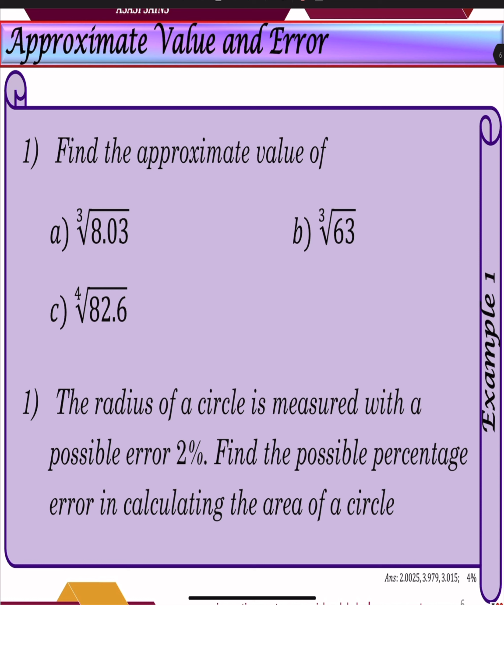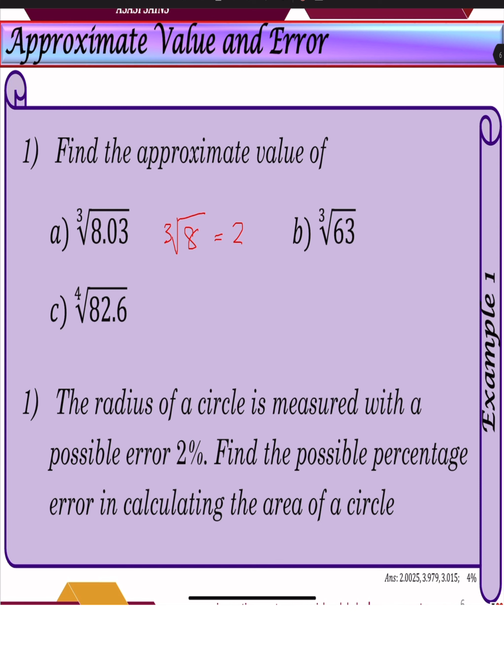Find the approximate value of cube root of 8.03. So what we know is the exact value, isn't it? The exact value of cube root of 8. Right? Cube root of 8 is equal to 2.